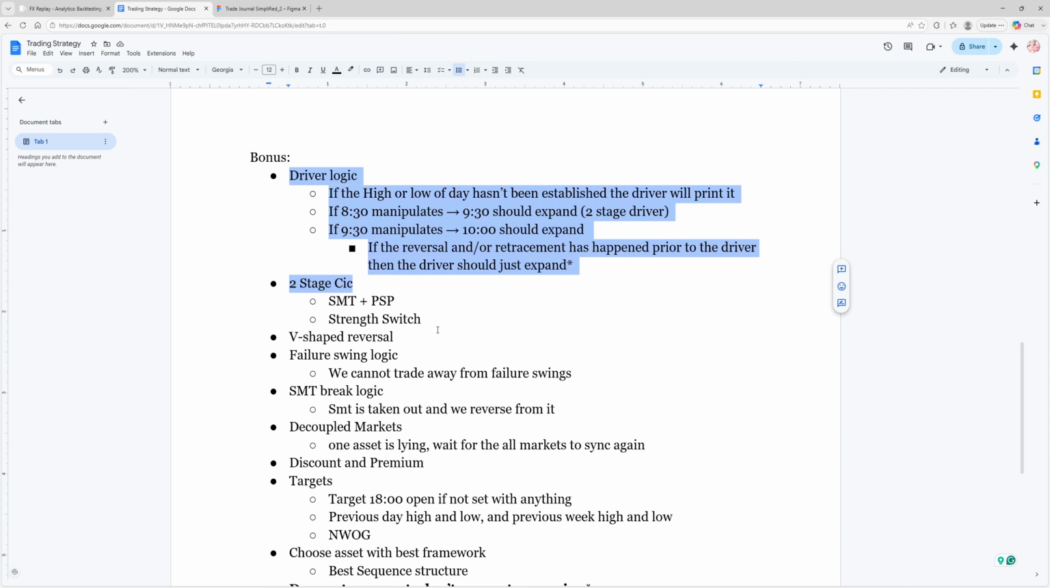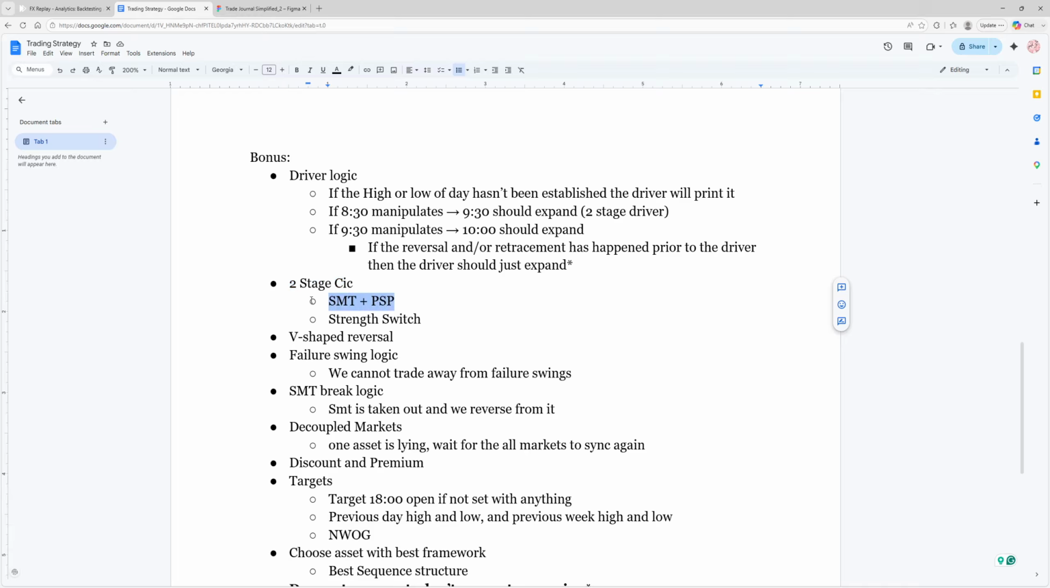But two-stage CIC, or two-stage Kraken correlation, which is otherwise known as a true reversal, is very powerful. I actually recently added these in, and they work. When I tell you they work, they work. Holy shit! Anytime I see a two-stage CIC, it's like waking up and seeing presents on Christmas Day.